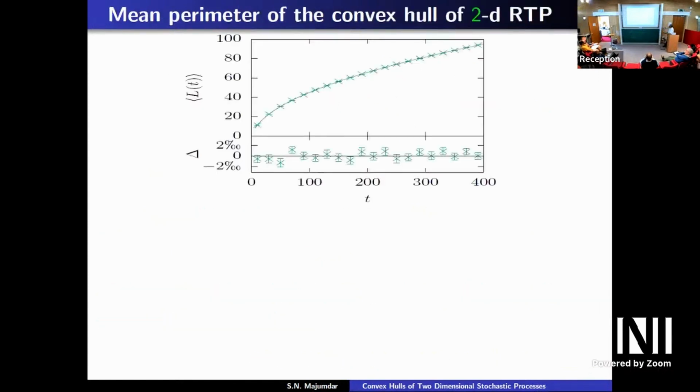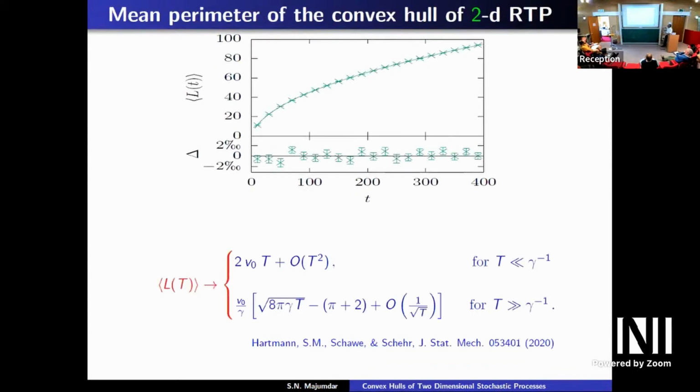And so here are the simulation results. You see that it works very well. And it has the following behavior. If the capital T, the duration, is much less than the persistence time, then it goes linearly. You would expect that it goes ballistically. And on the other hand, if time is much bigger than gamma inverse, then of course it goes diffusively at very late times. That's what you would expect. And you get the precise behavior for all time, actually.